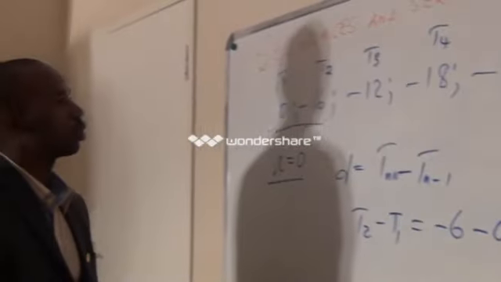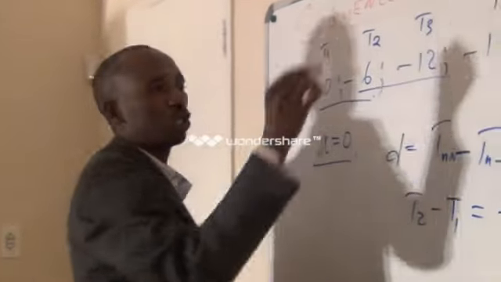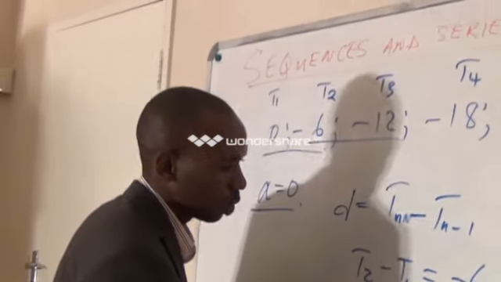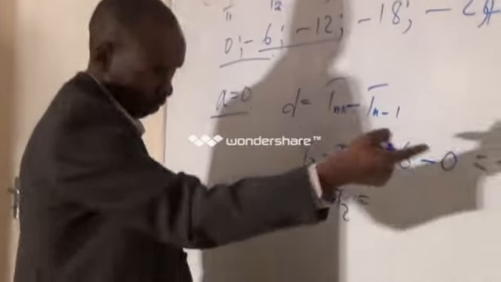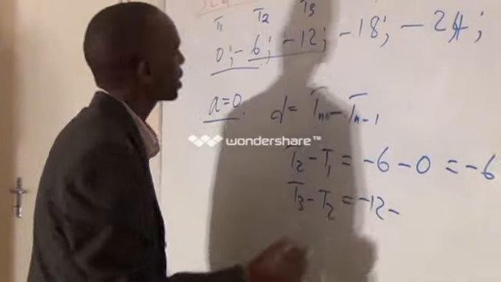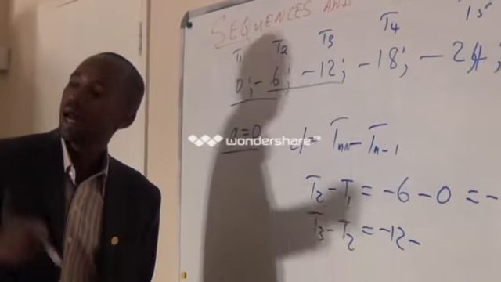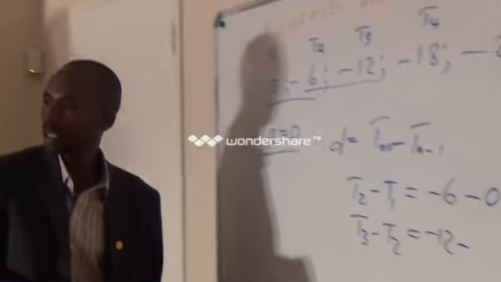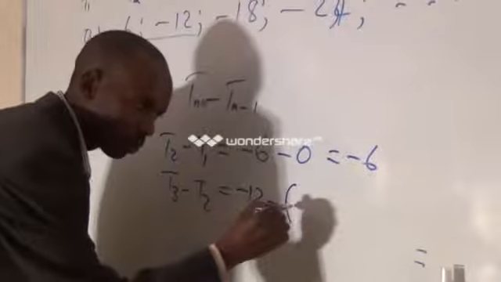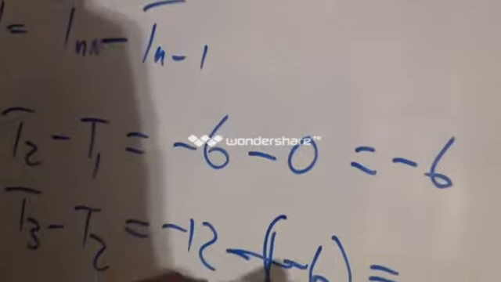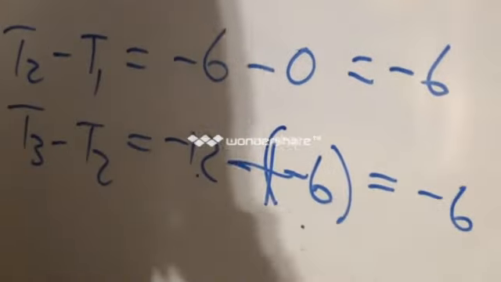Correct. Let us look for another pair. We can take, for example, T3 and T2. If for sure we have a common difference, then T3 minus T2 should be equal to the same minus 6. In this case, T3 is minus 12 minus what? Minus 6, because our term here is not 6, it's actually minus 6. Minus minus gives you a plus. So we have minus 12 plus 6, which is equal to minus 6.